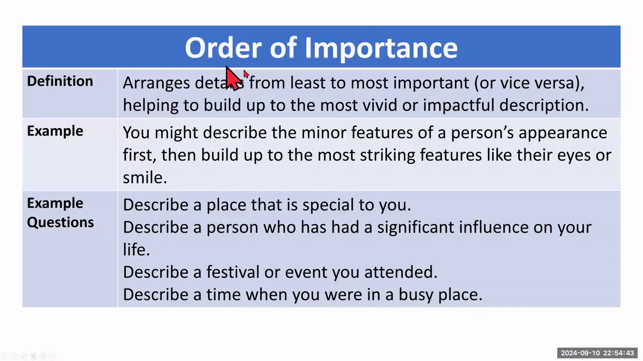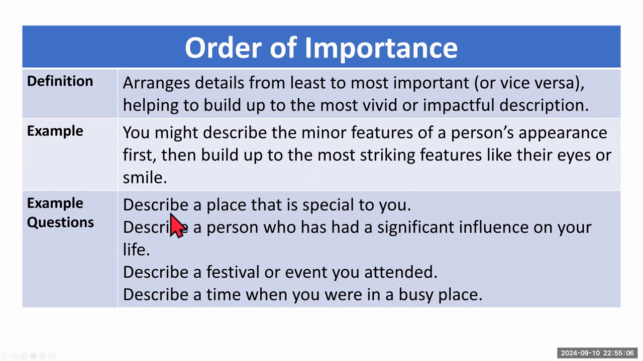Next, we're going to move on to the order of importance. It arranges details from least to most important or vice versa, helping to build up to the most vivid or impactful description. You might describe the minor features of a person's appearance first, then build up to the most striking features like their eyes or smile. Or you might want to do it the other way around.